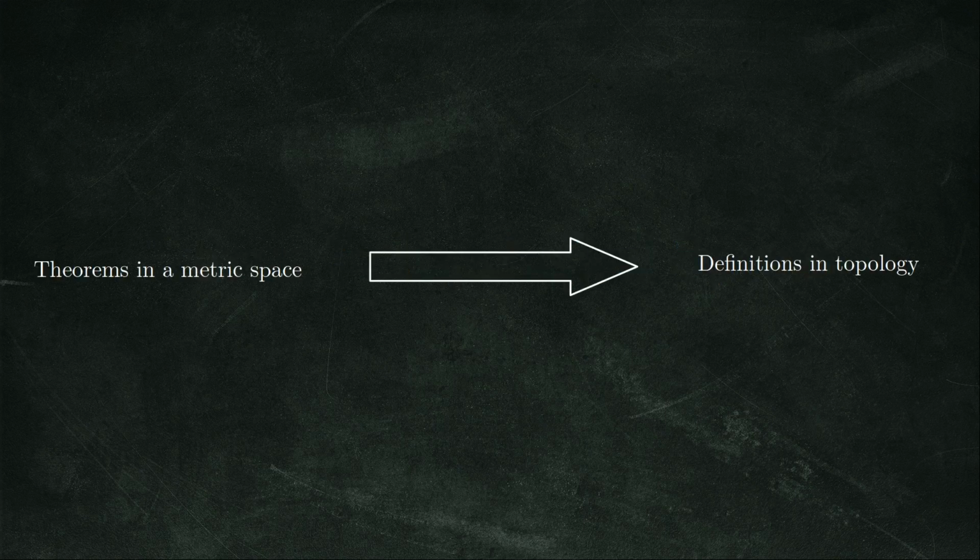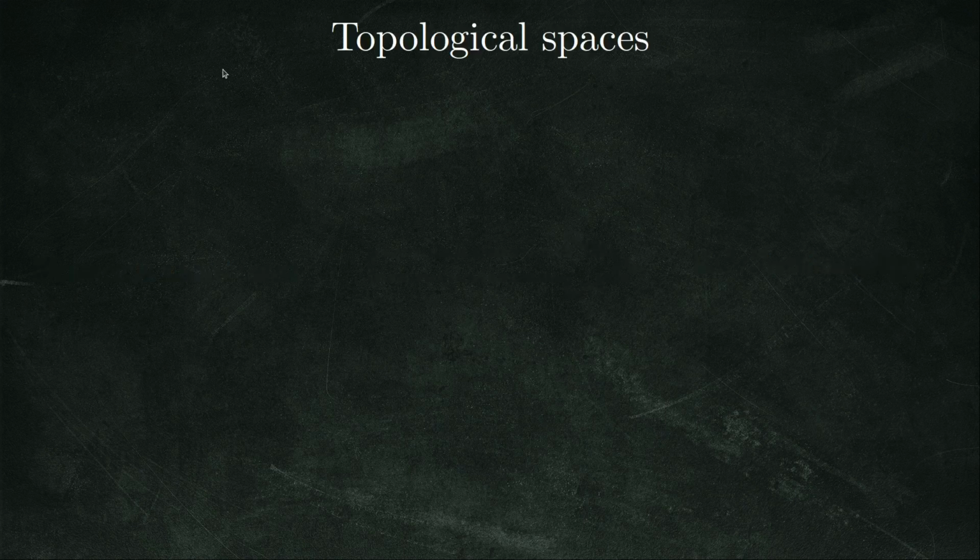So everything we're going to see today were theorems we proved when we were looking at metric spaces. They're now going to become definitions in topology. So topology, in a way, extends from the notion of a metric space. It's a bit more general, and we'll see it can still do a lot of the same things. So what actually is a topological space?